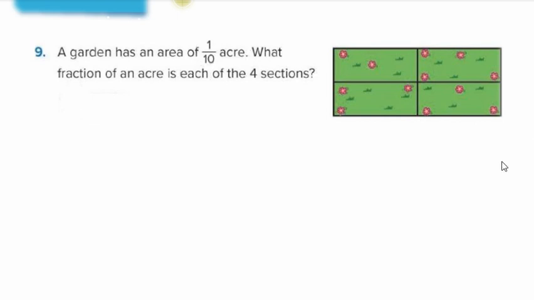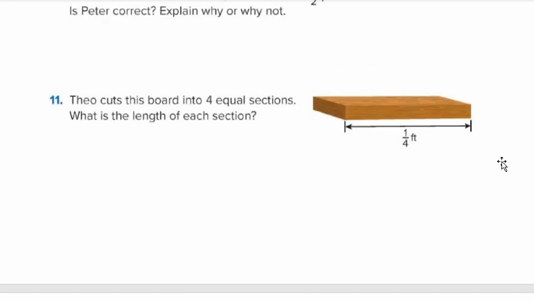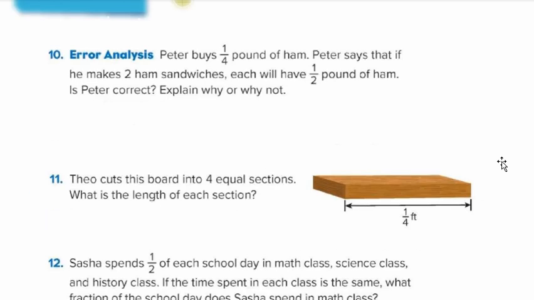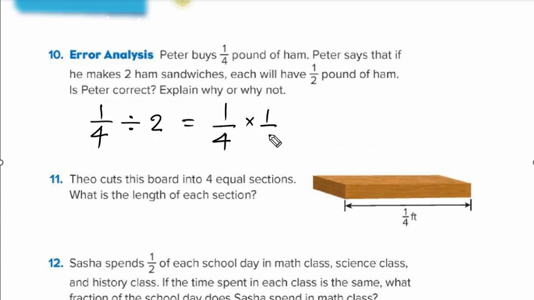Now let's quickly move on to the next part and I will just write down the solutions. You try by yourself, okay? And see if you are getting the right answer. Question number 10 says error analysis. Peter buys 1 over 4 pound of ham. Write this number. Peter says that if he makes 2 ham sandwiches, each will have 1 over 2 pound of ham. Is Peter correct? So divide by 2. When you do this, 1 over 4 times 1 over 2, 1 over 8 will be your answer.